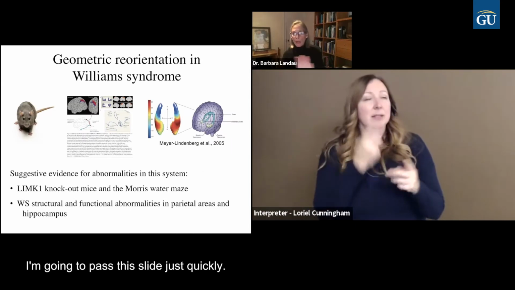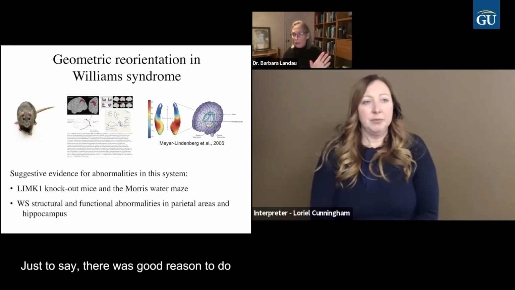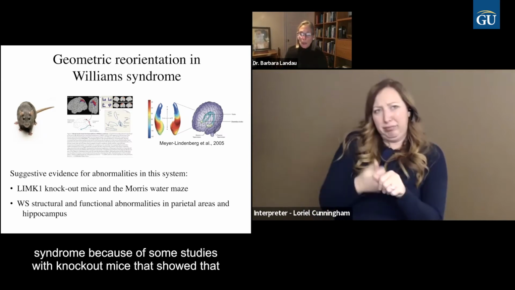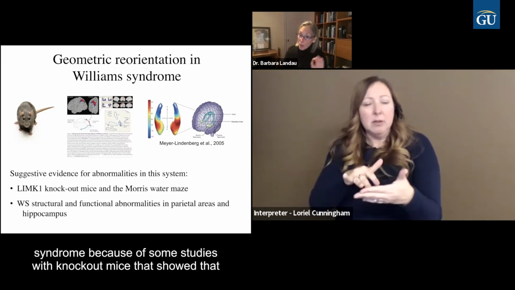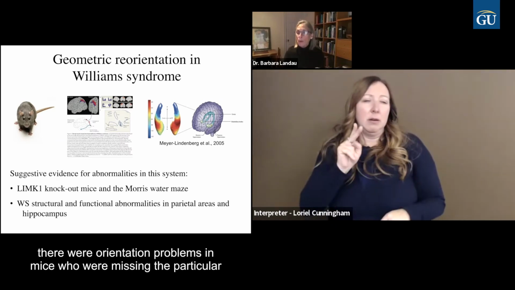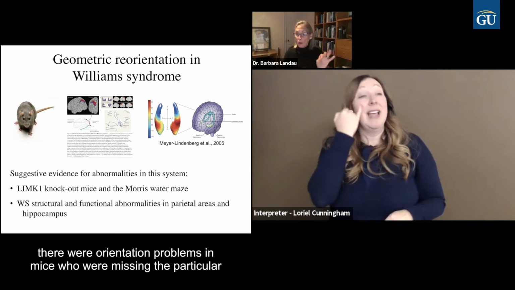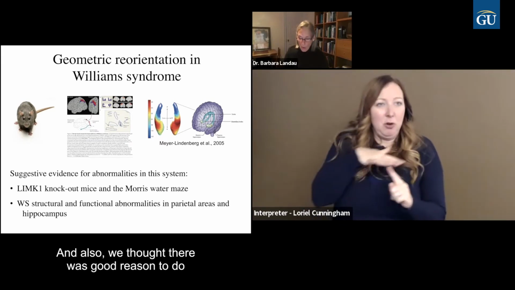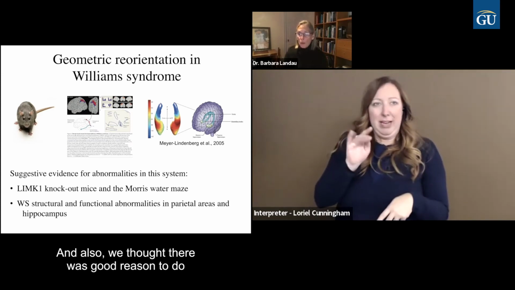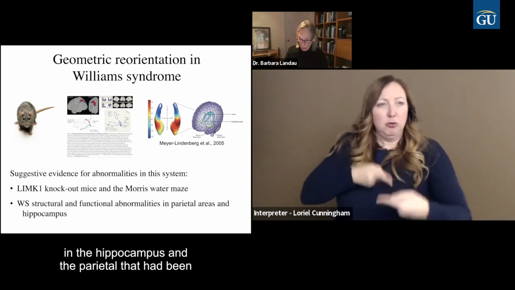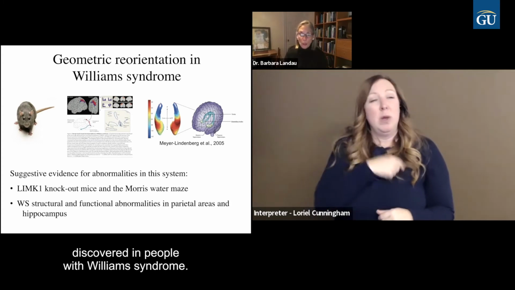I'm going to pass this slide just quickly, just to say there was good reason to do these studies in people with Williams syndrome because of some studies with knockout mice that showed that there were orientation problems in mice who were missing the particular gene that was suspected to be associated with spatial orientation. And also, we thought there was good reason to do the experiments because of these abnormalities in the hippocampus and the parietal that had been discovered in people with Williams syndrome.